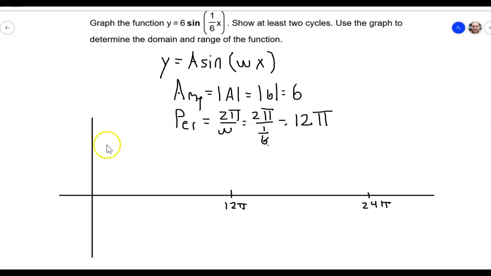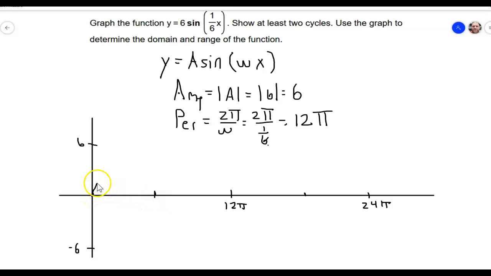This has an amplitude of 6, so I know I'm going all the way up to 6 and all the way down to -6. That's what my amplitude tells me. And I'm not doing any reflections. I'm not doing any phase shifting because there's nothing adding or subtracting to that x, and nothing adding or subtracting to the function itself. So this looks just like a normal sine function, which means we still start at the origin, and halfway through we should be hitting the x-axis again.